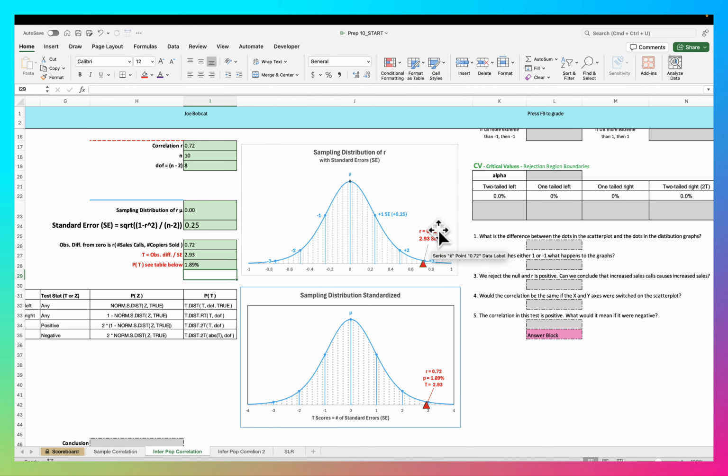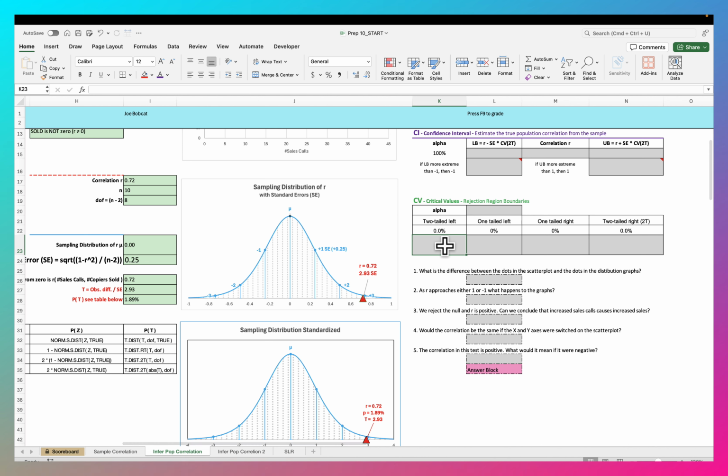All right, now we can take a sneak peek at the graphs and start to get a feel for this. So there's our R, .72. Remember, we expect, if there's no correlation in the population, that the correlation of the sample would be over here closer to 0. We are more than 2 standard errors out, more than 2 standard deviations out, and that's usually a sign that we're going to end up rejecting. We don't see the rejection region yet over here on the standardized distribution, but we will in a second once we compute the critical values.